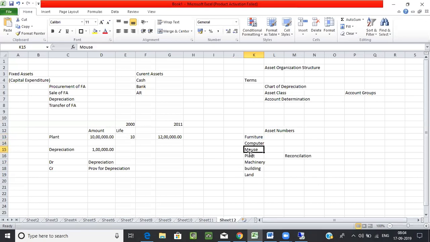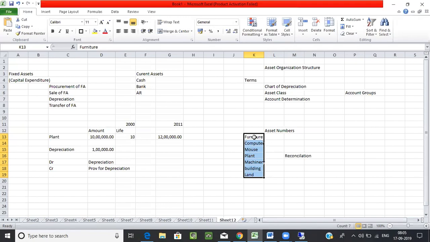Furniture, one for computer, one for mouse, one for plant, one for machinery, one for building, one for land. So the best option is to have a separate GL for each of these. Because at any given point of time, if I want to know what is my total value of land, I just go into that particular reconciliation account and figure it out.